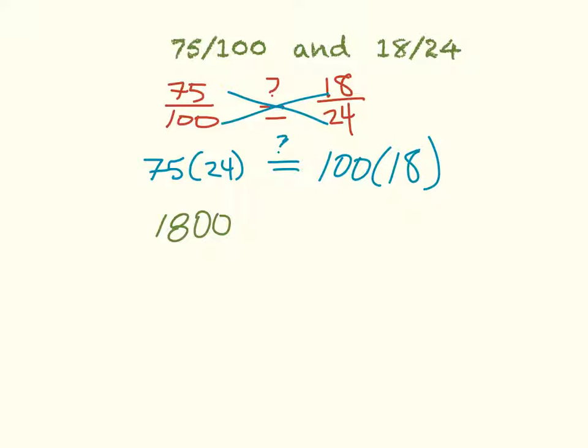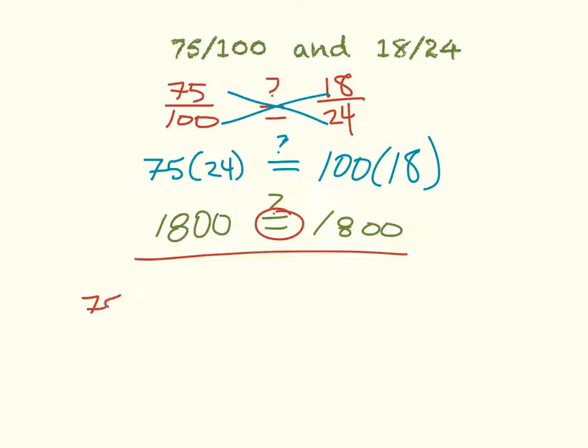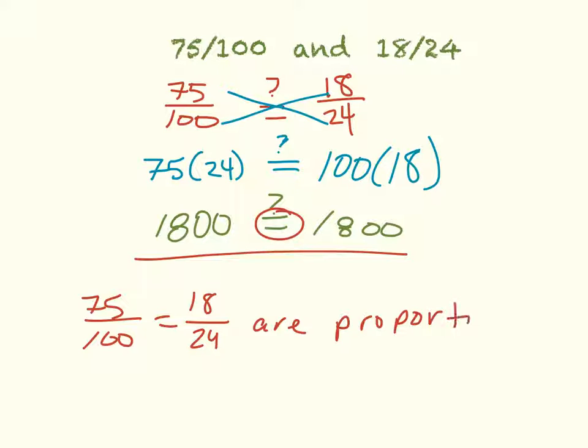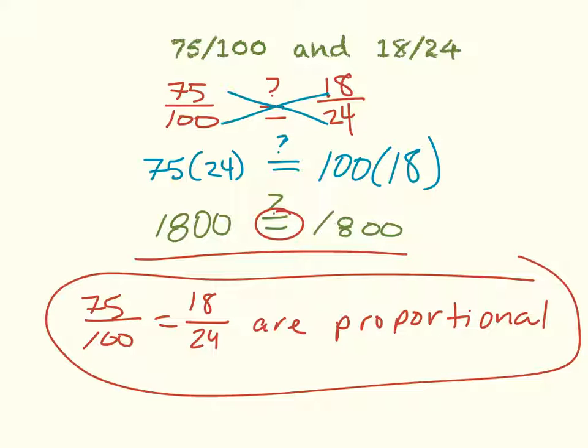So if I calculate that answer, I get 1800. And I want to know, is that equal to 100 times 18, which is 1800. So yes, they are equal. So that means that 75 over 100 equals 18 over 24. And that means they are proportional. And that's your final answer.